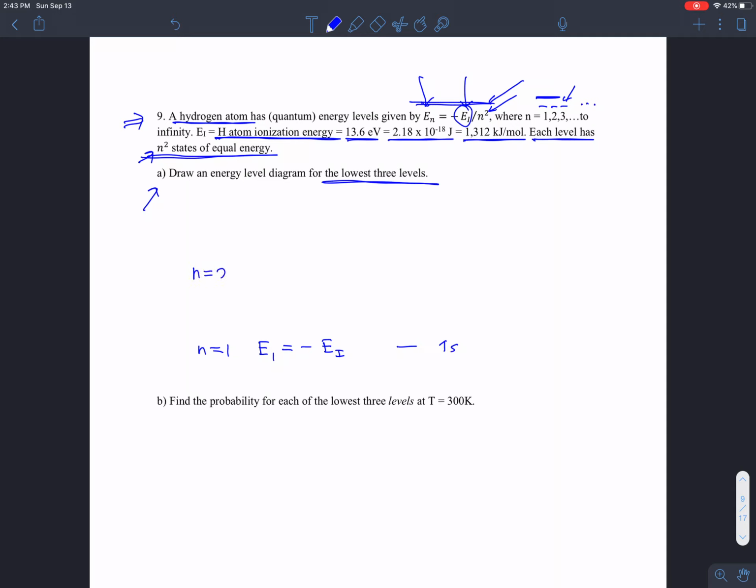For n equals 2, which has an energy E2 equal to minus E sub I over 4, n squared, there will be 4 states, right? N squared is now equal to 4, so there are 4 states of equal energy. And for n equals 3, E3 is equal to minus E sub I over 9, and n squared is equal to 9, so there'll be 9 states.